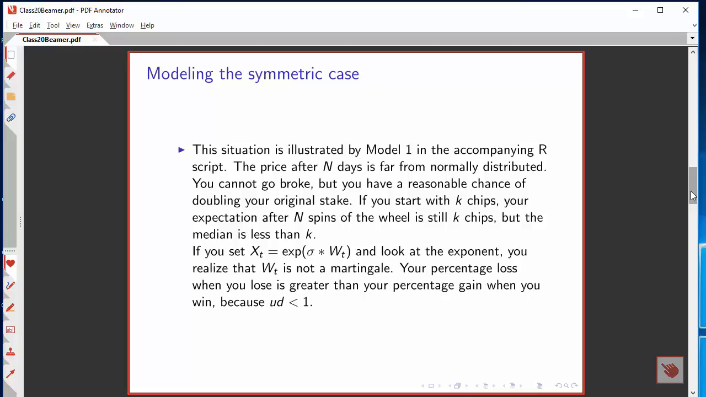Now, if you write the share price as the exponential of some volatility sigma times a random walk variable W sub t, and think about the exponent, you'll suddenly realize that W sub t is not a martingale. Why? Because when you lose, you lose a greater percentage than what you win when you are successful.